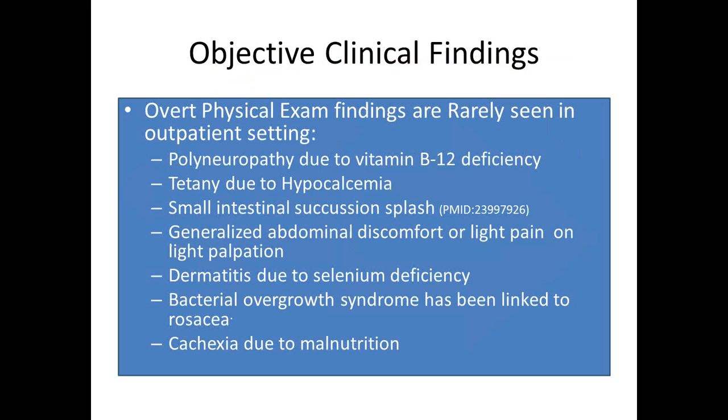Objective physical findings are rare in our population of patients. In real severe cases of SIBO, we'll see some of these other findings like B12 deficiency, hypocalcemia, and cachexia due to malnutrition, but not often. In fact, a lot of your patients, the only thing you may get on physical exam is some general abdominal discomfort.